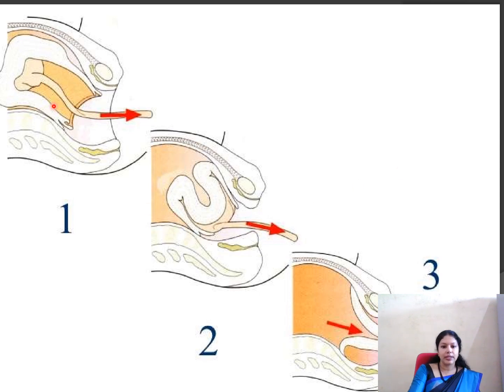See, in this picture it is more clear. This is the first degree, only the fundus is dimpled down. Here this is the second degree, it has reached up to the cervix, and third degree it has come out.